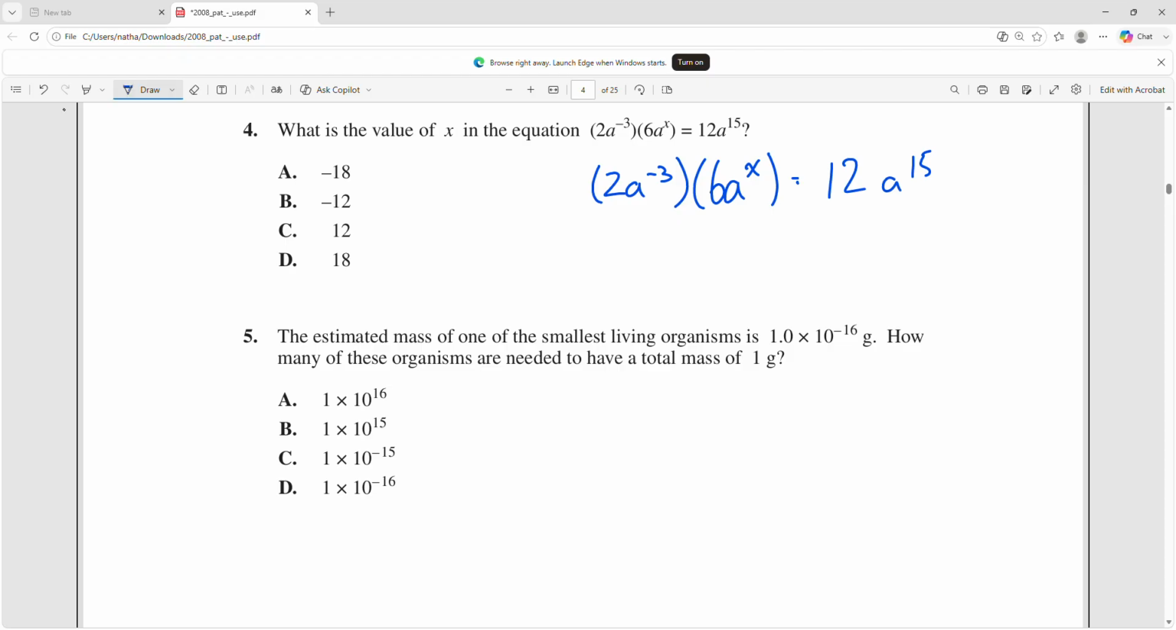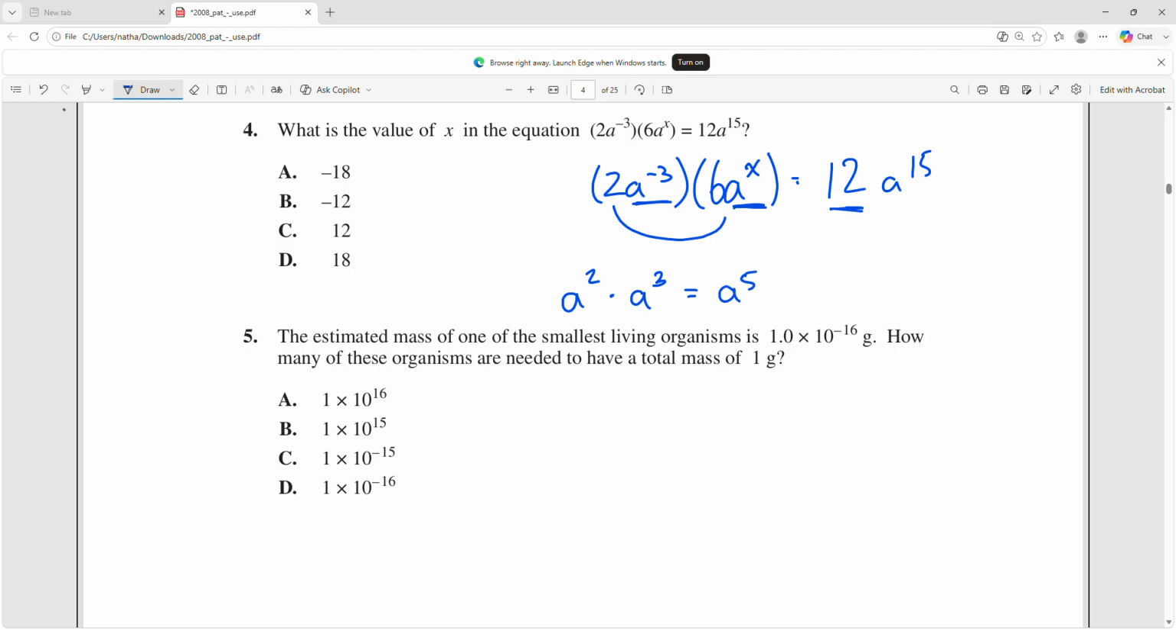So we can see here they multiplied 2 times 6 to get 12. And then the next thing we're going to do is multiply a to the -3 times a to something we don't know. So remember, when we multiply numbers, we add the exponents. So for example, if I had a squared times a cubed, I would add those, right? A would be 2 plus 3, and we would have a to the 5.